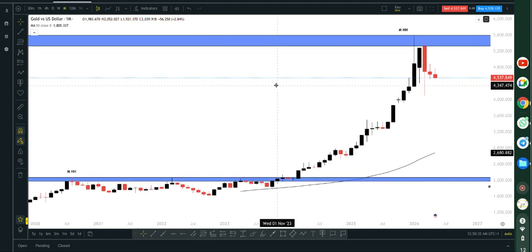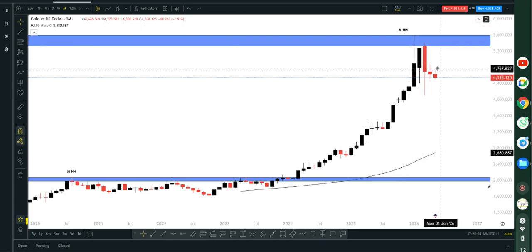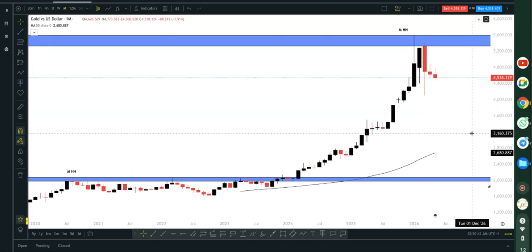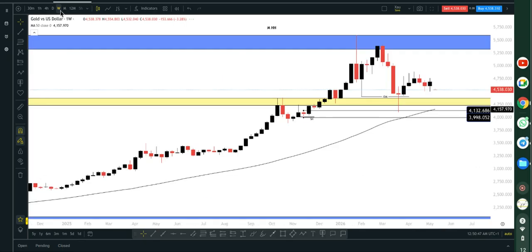Now gold has shown sign of rejection here, and price is typically facing the downward direction from the monthly structure. So let's go to the weekly structure.